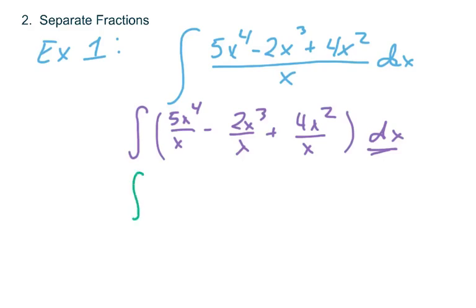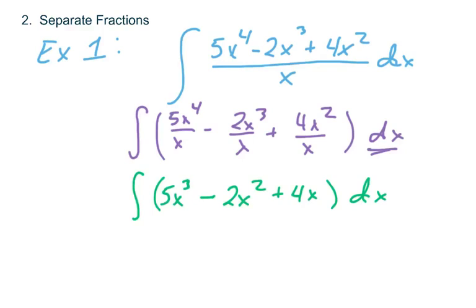So 5x to the 4th divided by x can just be rewritten as 5x cubed. Minus 2x cubed divided by x can be rewritten as 2x squared. And plus 4x squared divided by x is just 4x. And so after I simplified each of those fractions, now I just have a polynomial and I use the power rule. I no longer have to deal with that denominator, so it makes this problem a lot easier for me.